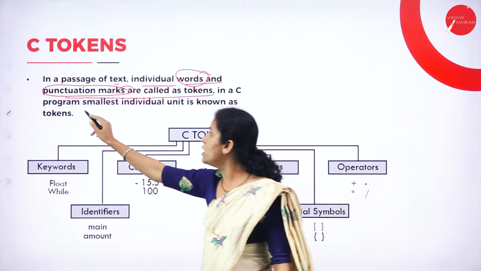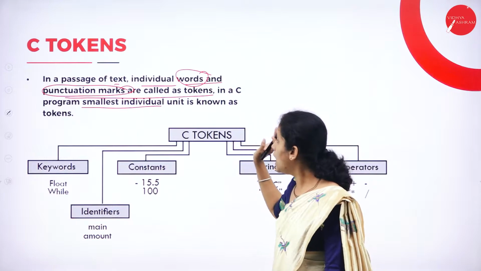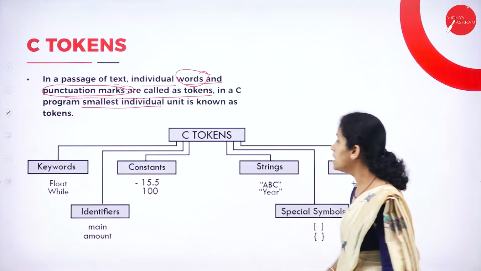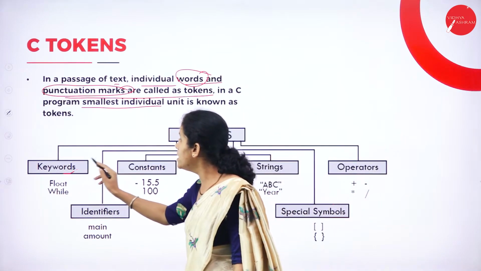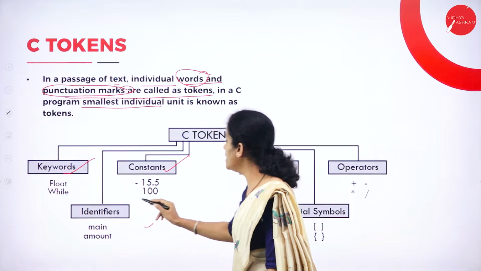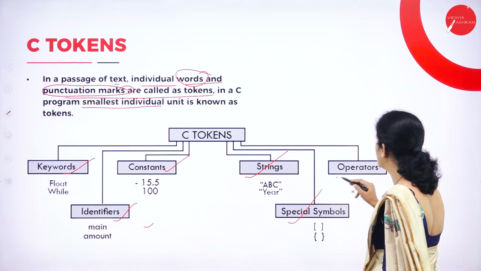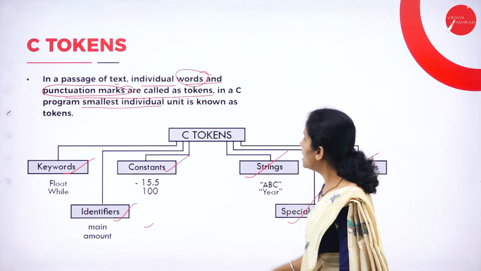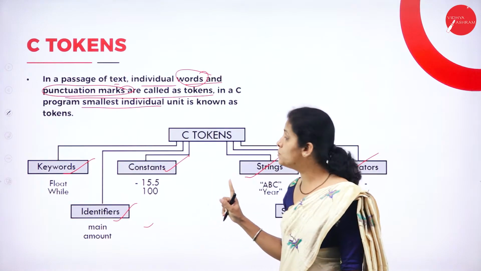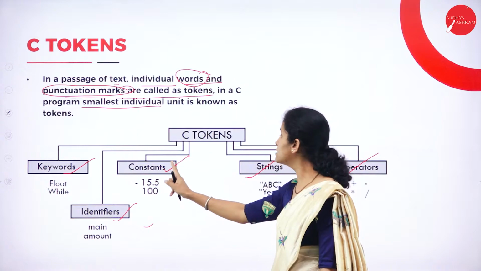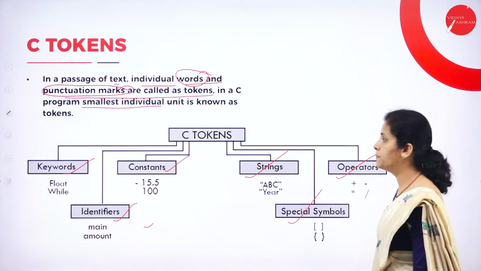So the smallest individual units are known as tokens, and the C tokens are divided into 6 different types. One is keywords, constants, identifiers, strings, special symbols as well as operators. Now, C tokens are classified into 6 different groups: keywords, identifiers, constants, strings, operators as well as special symbols.